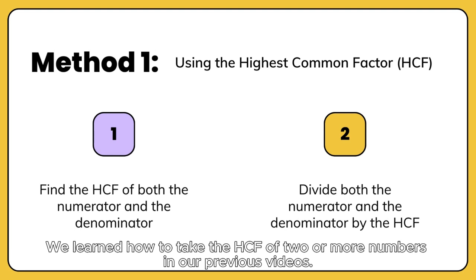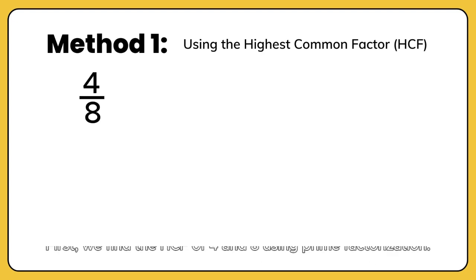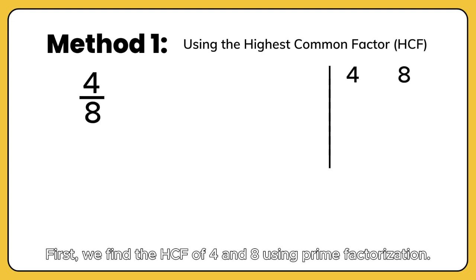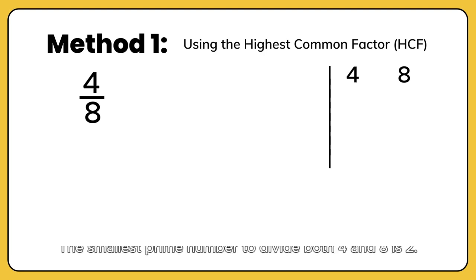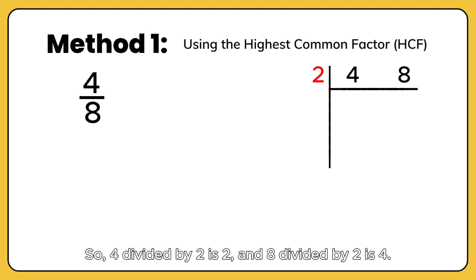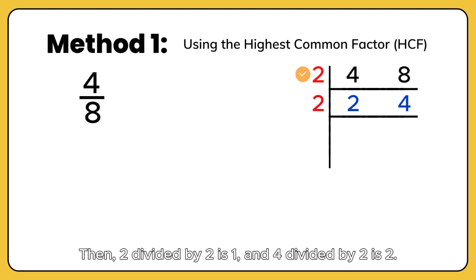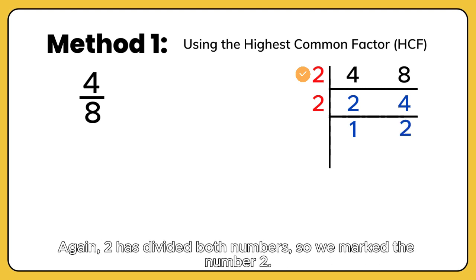We learned how to take the HCF of two or more numbers in previous videos. Let's simplify 4 over 8 using this method. First, we find the HCF of 4 and 8 using prime factorization. The smallest prime number to divide both 4 and 8 is 2. So 4 divided by 2 is 2, and 8 divided by 2 is 4. Since both numbers can be divided by 2, we mark the number 2. Then 2 divided by 2 is 1, and 4 divided by 2 is 2. Again, 2 has divided both numbers, so we mark the number 2.